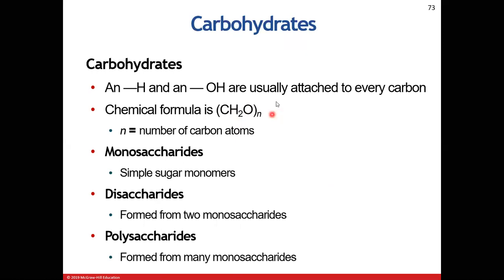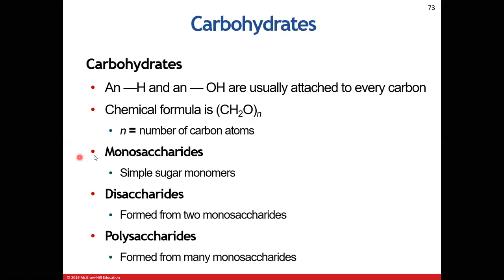CH2O to the nth. Now, what that means is you take N and you throw in a number. So if you think about what glucose is, C6H12O6, you throw a 6 in that N spot, you multiply it through, you get C6H12O6. And so that's the typical type of chemical formula for a carbohydrate.